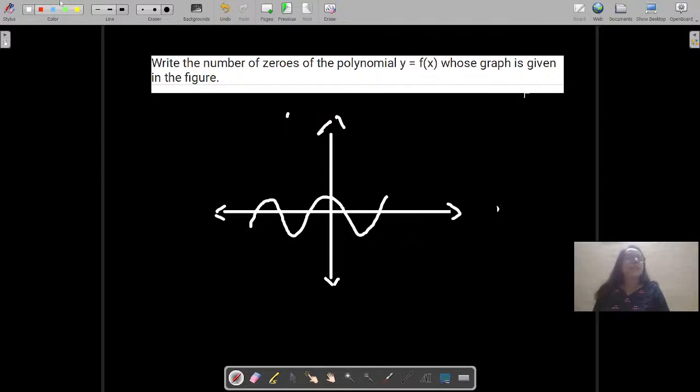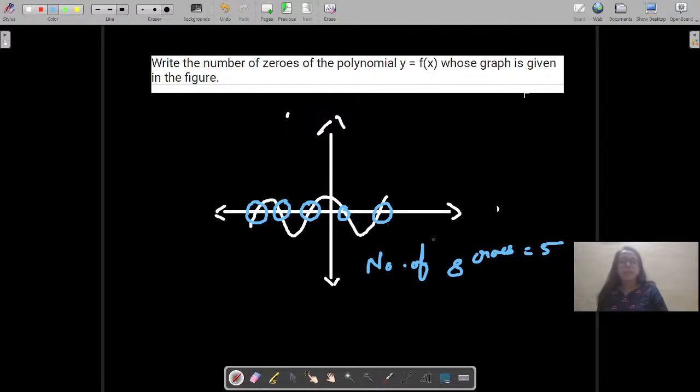Here, this graph touches the x-axis at this point. You count: 1, 2, 3, 4 and 5. How many times does this curve, this polynomial, touch the x-axis? Count it: 1, 2, 3, 4, 5 times. So the number of zeros is 1, 2, 3, 4, 5. 5 zeros.